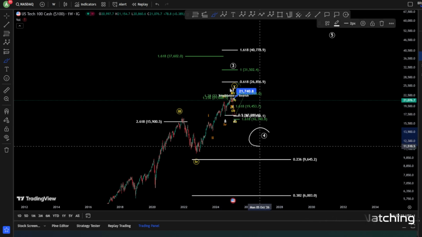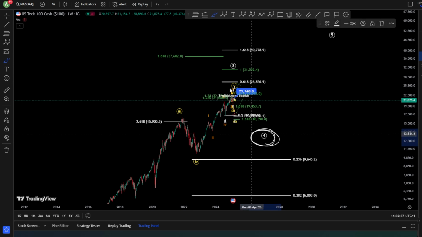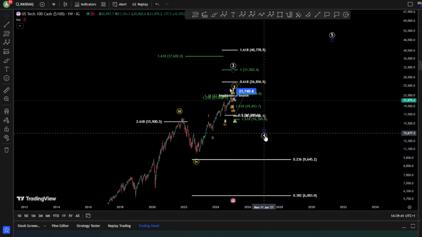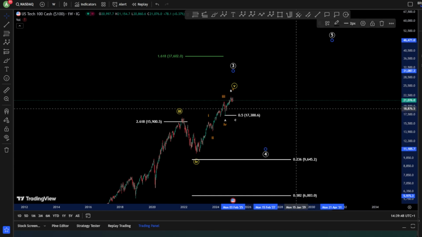Because normally in Elliott wave theory, if you have a double wave 4, your second wave 4 tends to go back to your previous wave 4 level, and then move for higher prices one more time again. So that was it for Nasdaq.